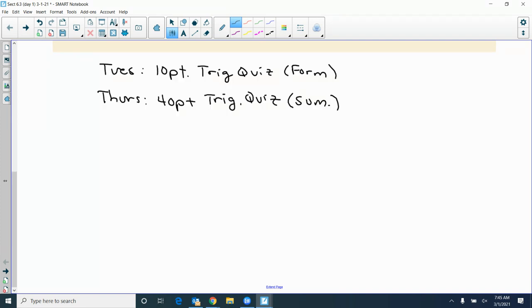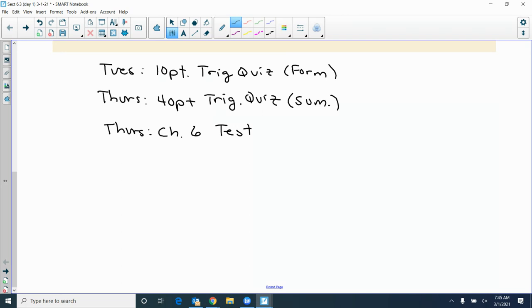That'll count as an actual quiz, like CCP, not as a homework one. And then I think next Thursday, if I remember right, we'll have the chapter 6 test. So we'll start 6.3. We skip 6.4.